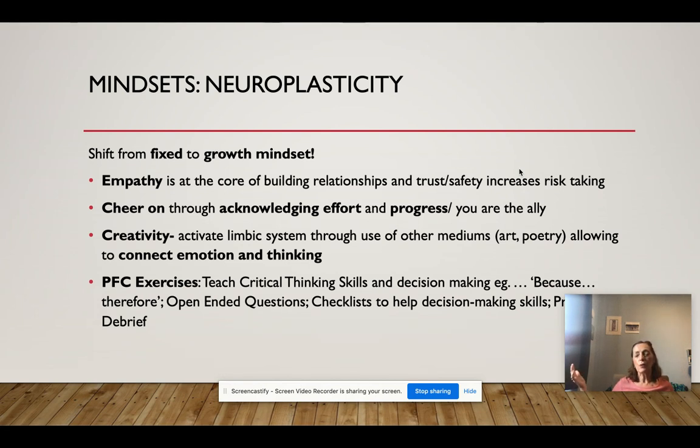And then it's always very good to provide opportunities for debriefing about the learning that's taken place. And that is also strengthening the prefrontal cortex.